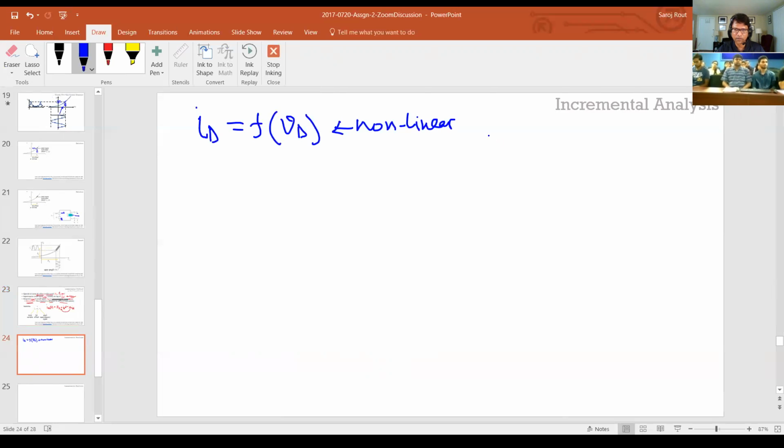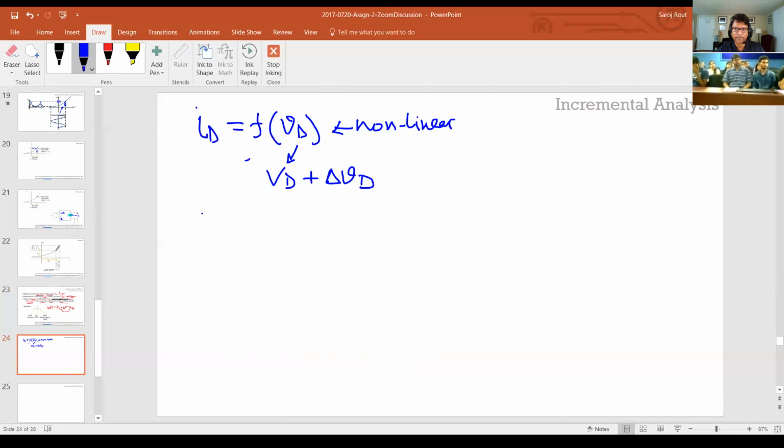So we do small signal analysis only for nonlinear circuits. If it is linear, you don't have to, because the value of that particular element remains the same throughout, right? So you don't have to do that. Okay, so that's ID. Now, if I substitute VD with the DC value plus the increment voltage, that's the increment, that's why it's called incremental analysis.